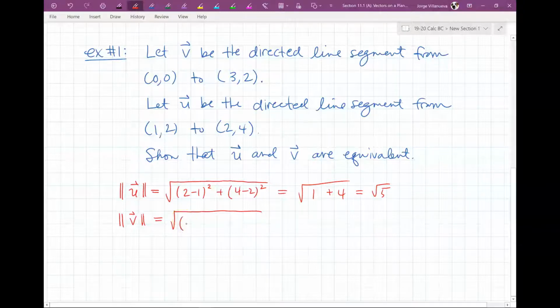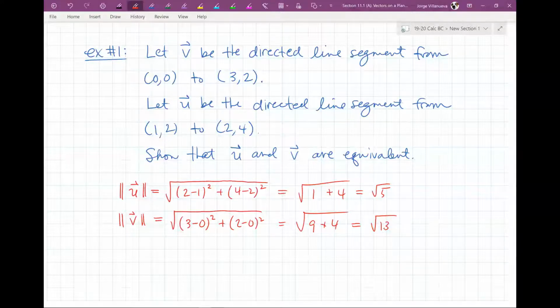This is 3 minus 0 squared plus 2 minus 0 squared. Well, that's 3 squared, which is 9, plus 2 squared, which is 4. So that's radical 13. So at this point, I would have noticed, wait a minute, if I'm supposed to show that they're equivalent, they're not equivalent. This is when I said I don't know if I messed up somewhere.